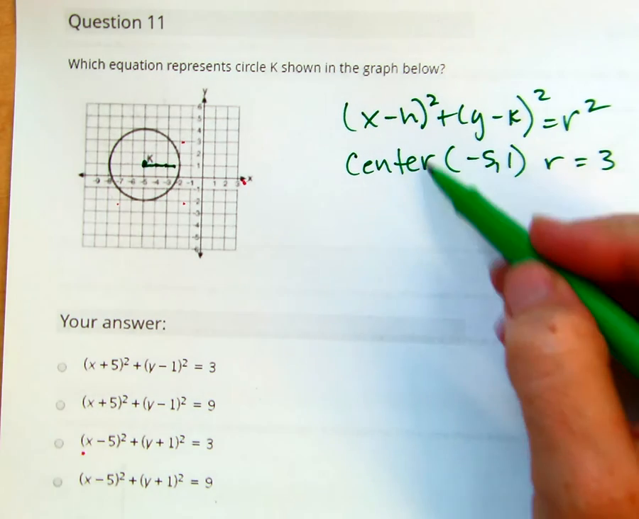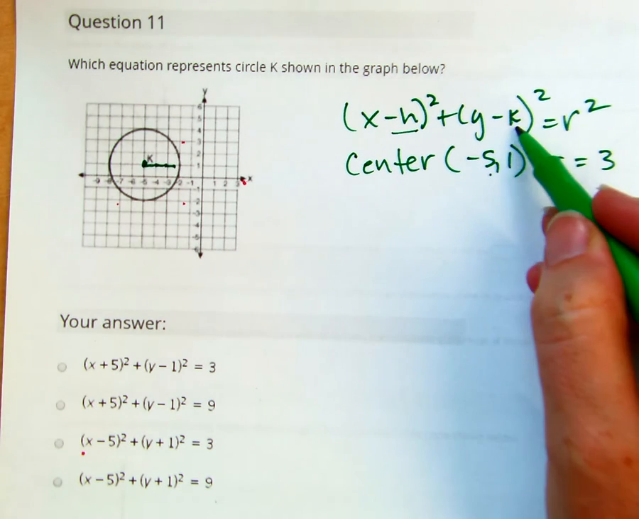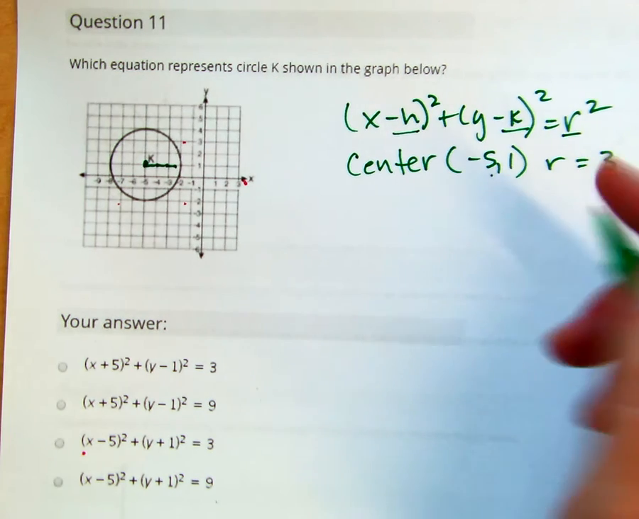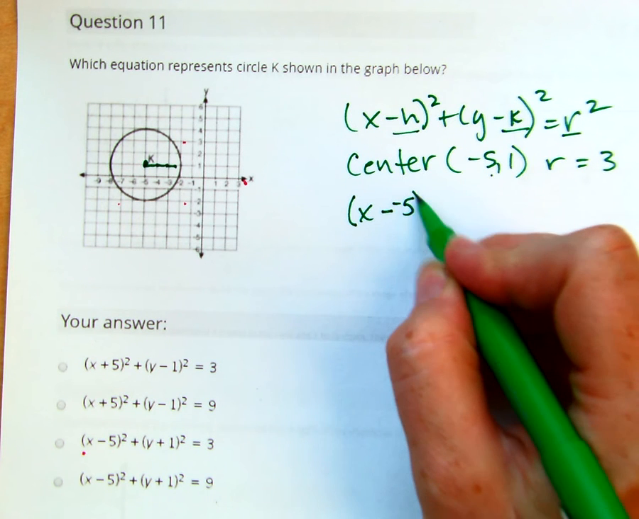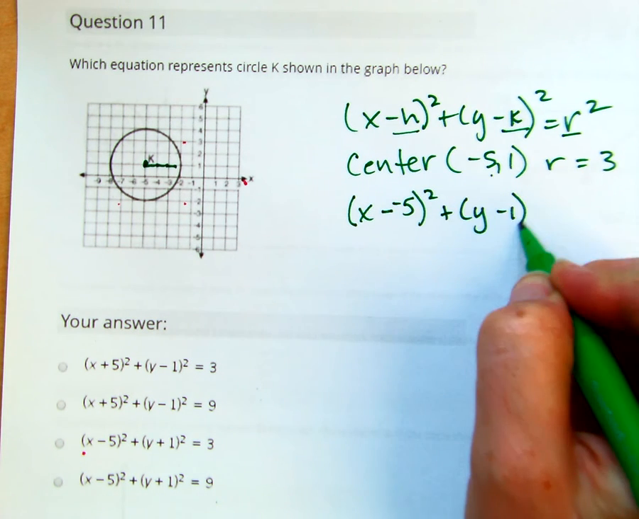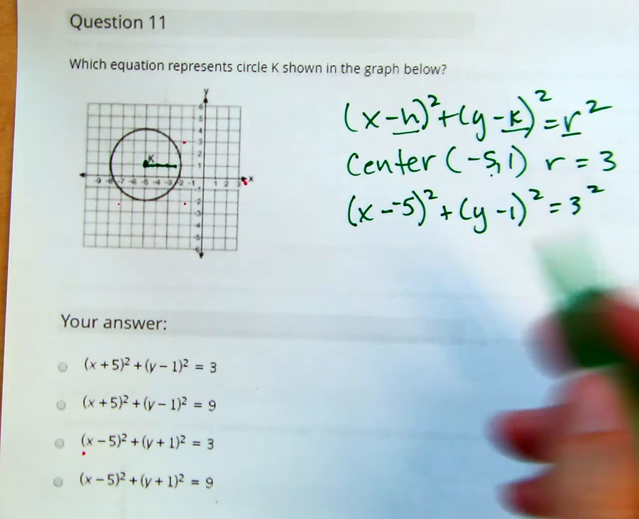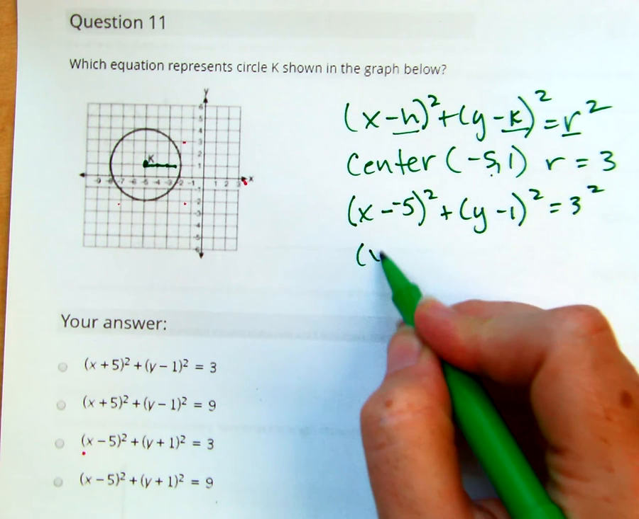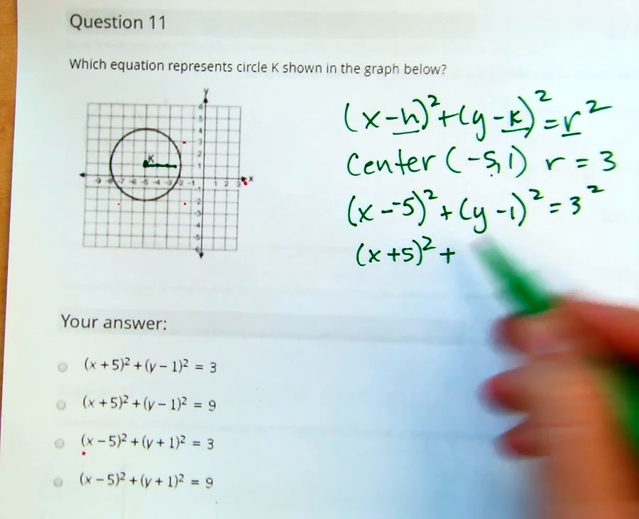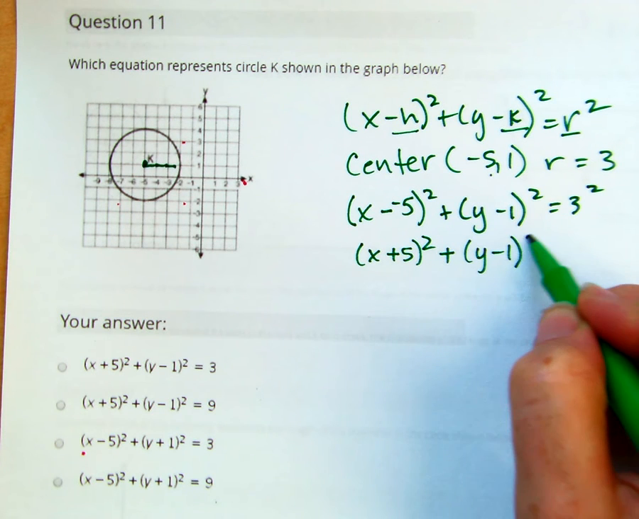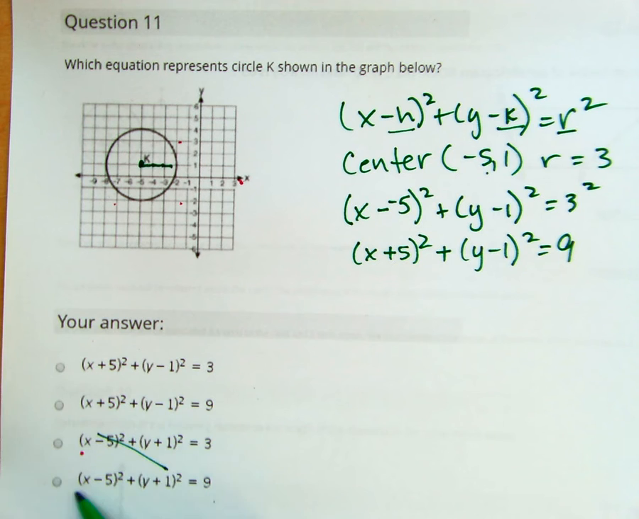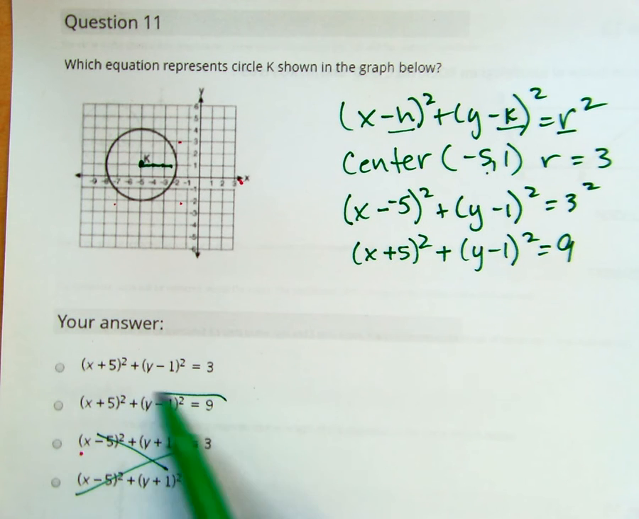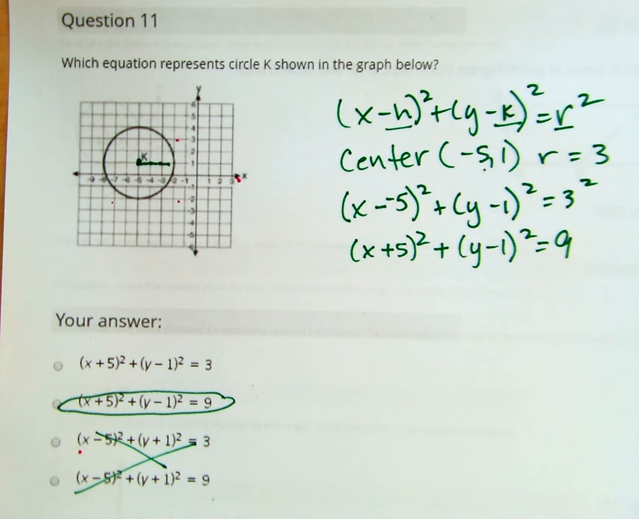And then I just need to plug in, right? So h is going to be negative 5, k is going to be 1, r is going to be 3. So it's going to look like (x minus negative 5) squared plus (y minus 1) squared is equal to 3 squared. This becomes (x plus 5) squared. This stays (y minus 1) squared. And then 3 squared is, of course, 9. And that looks like, let's see, we can get rid of these. And so we're looking at this one right here. Okay.